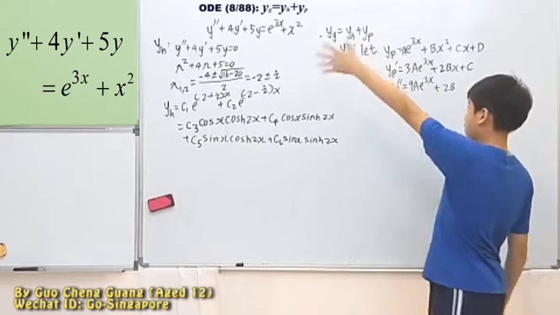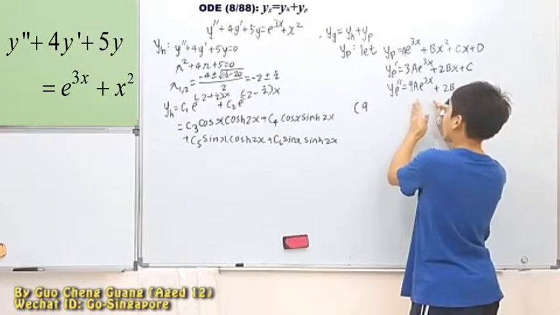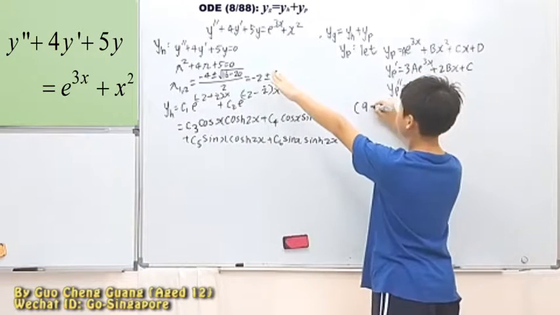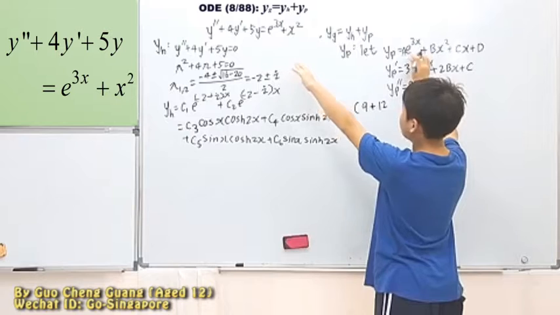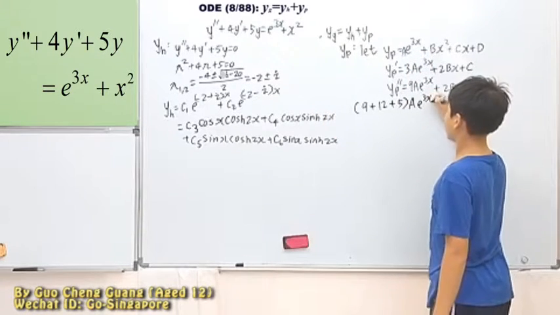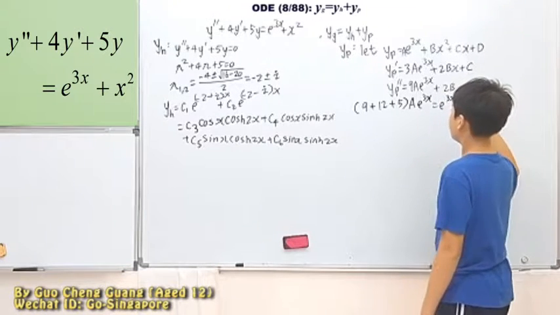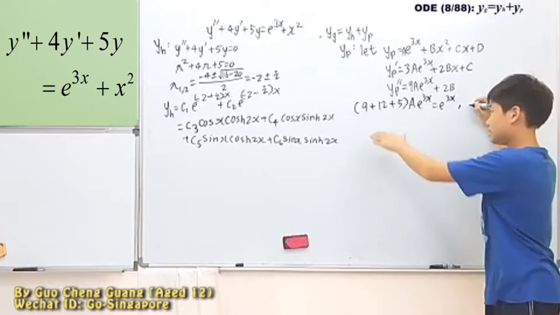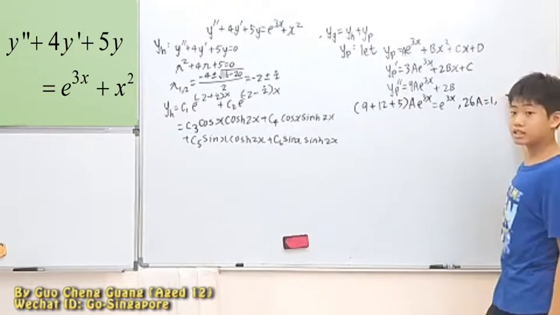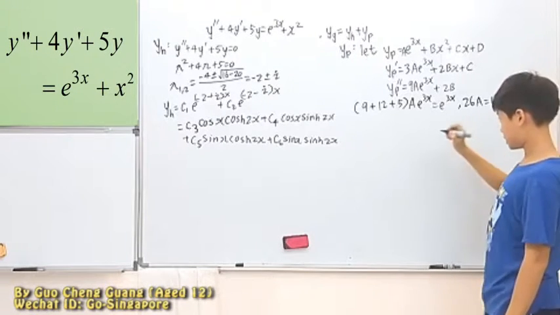Then after that, just substitute all these back inside. First thing is the e to the power of 3x: 9, 3 times 4, then 5. E to the power of 3x, and this is e to the power of 3x. So that means here's 26a, and 26a is 1. So a is 1 over 26.